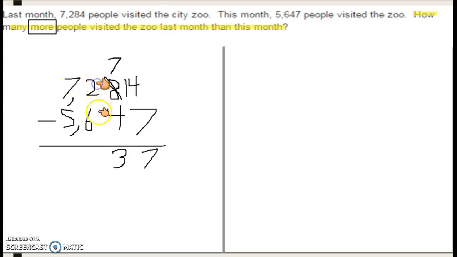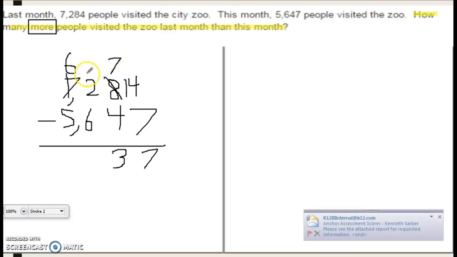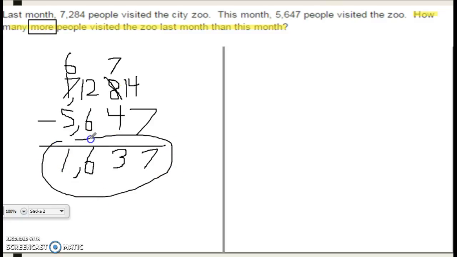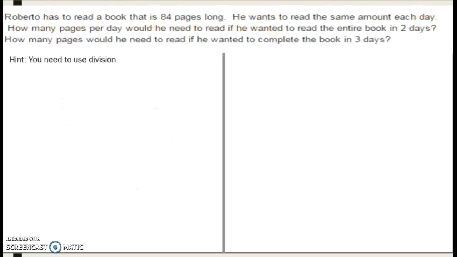We cannot do 2 minus 6. So we're going to hop over to the thousands place and borrow 1,000 to make this 6,000. The 1,000 is the same as 10 hundreds. So we're going to add 10 hundreds to the 200 to make that 12. So 12 minus 6 is 6. 6 minus 5 is 1. 1,637 is our answer.